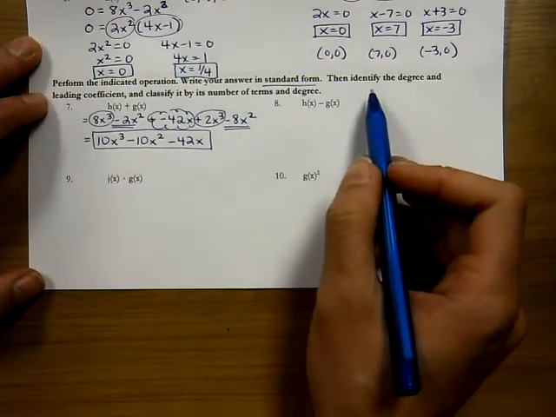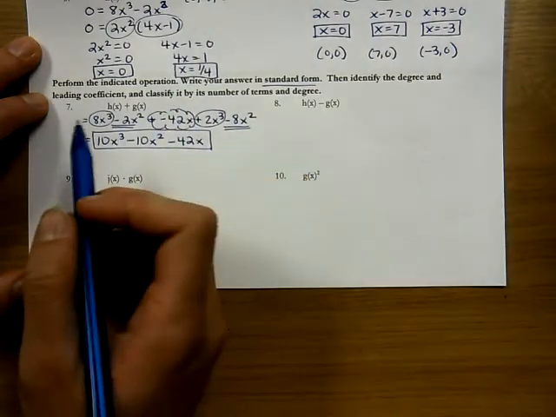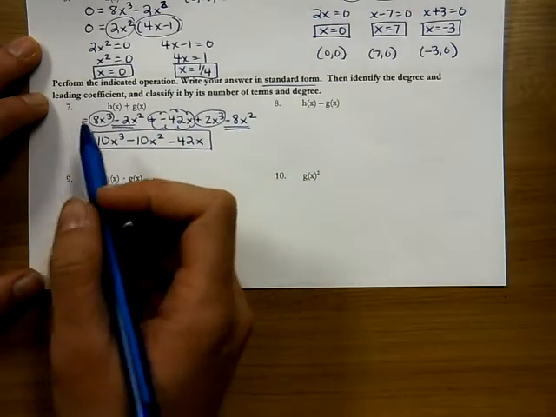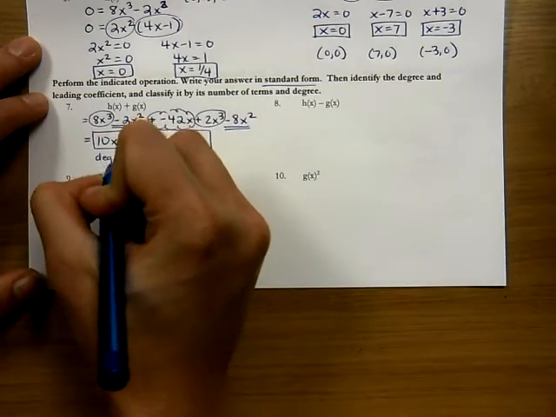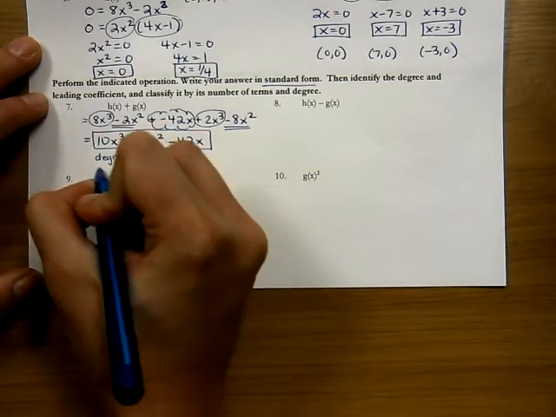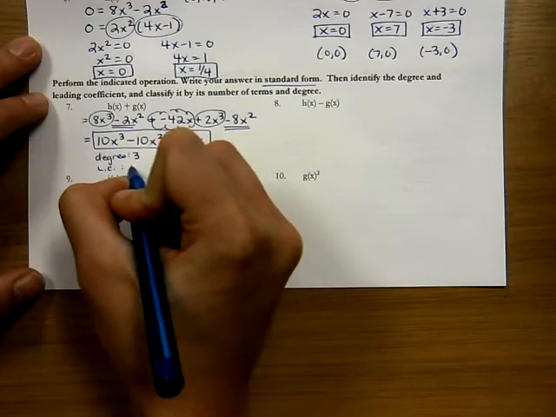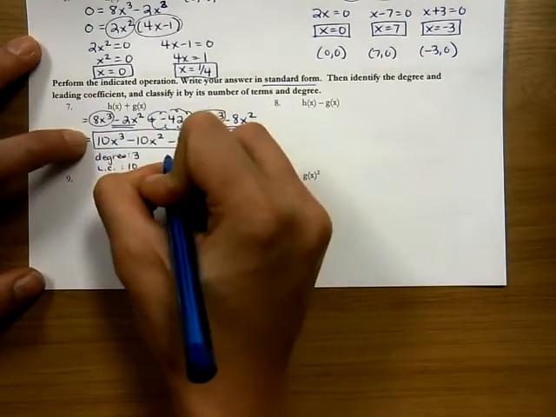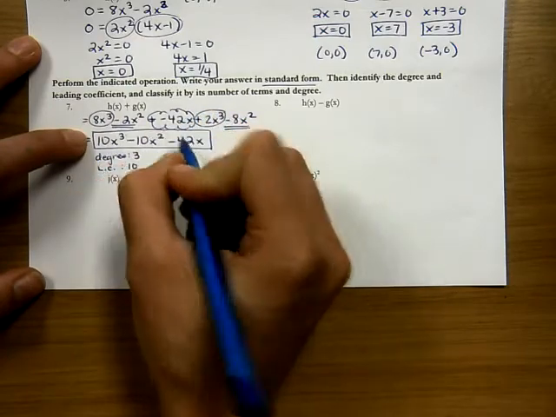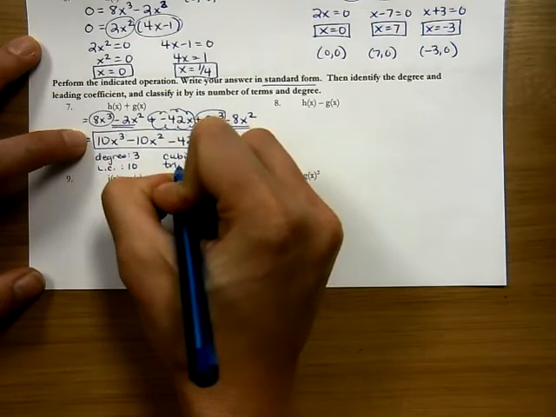It also wants us to identify the degree, the leading coefficient, and classify it by its number of terms and degree. So the degree is 3. The leading coefficient would be 10. And because it's a degree of 3, it is a cubic. And because there are 3 terms, it is a cubic trinomial.